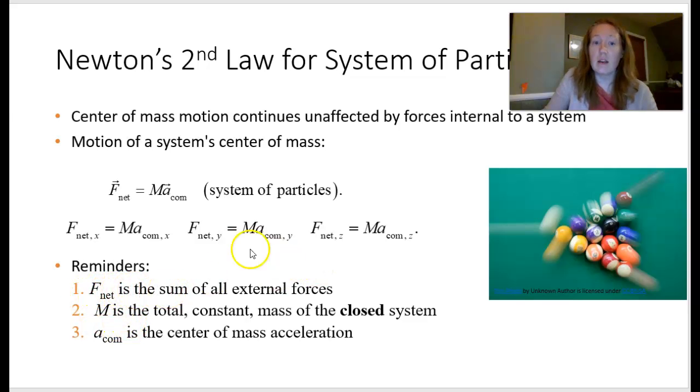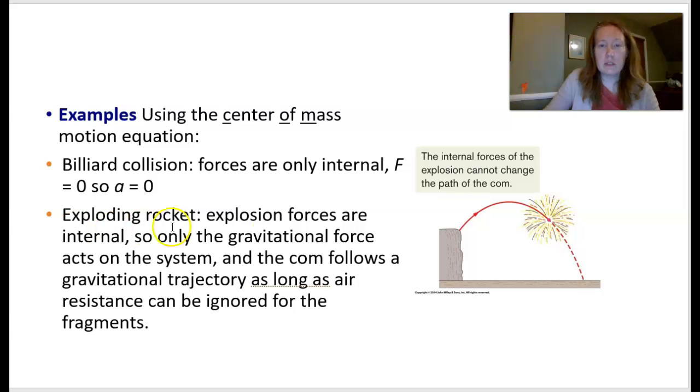Actually, it's okay if there are external forces as long as you know what they are. But the mass has to be constant. You can't be losing any mass or gaining any for this period of acceleration. And the acceleration that you would be finding would be the acceleration of the center of mass for this system.